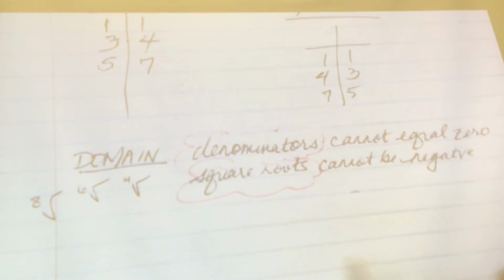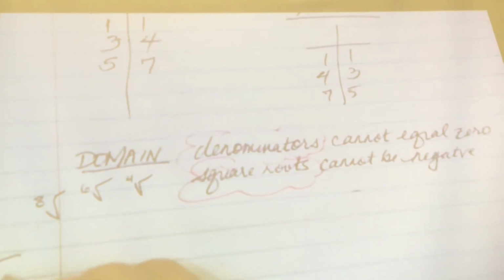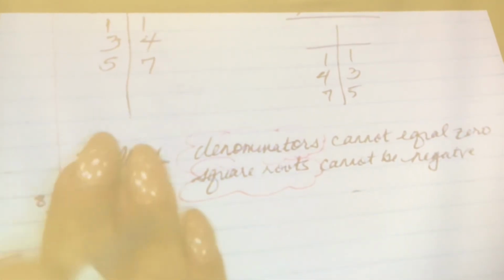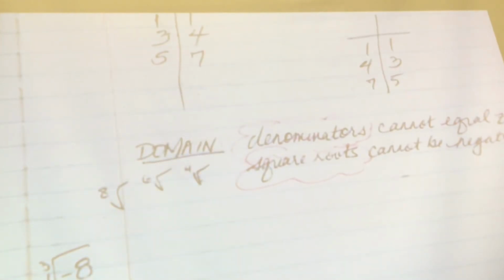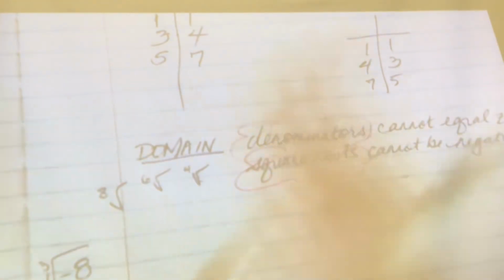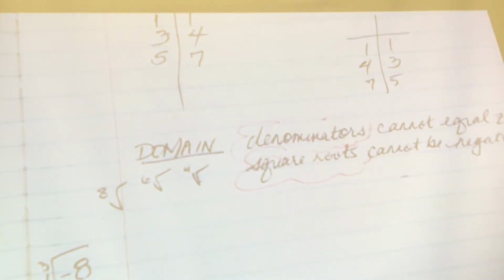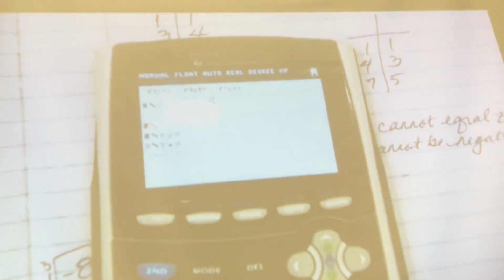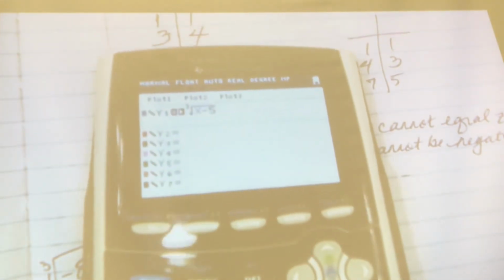Odd roots can be negative because you can do the cube root of -8. That's totally possible. Not the square root, but the cube root of -8 is possible. All right. So when we're deciding the domain and the range of anything, let's go back to example 2. I went ahead and put it in my graphing calculator. Example 2 is the cube root of x minus 5.